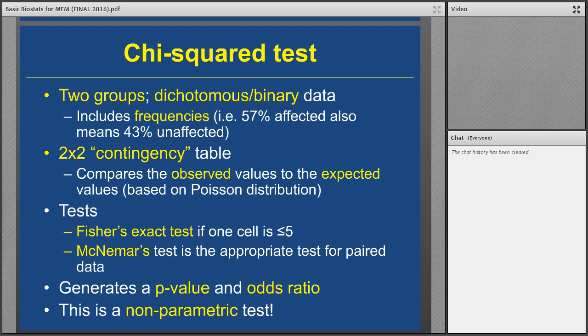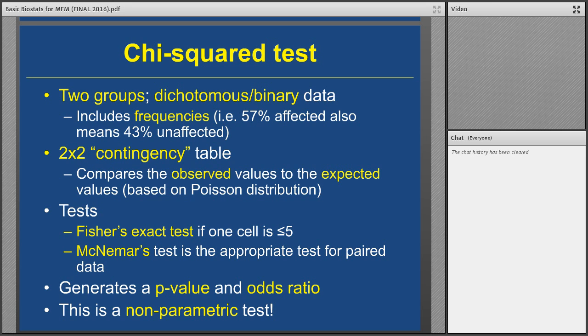Two really important parts of this test: when we have one cell less than or equal to 5 in our 2x2 table, we have to use something called Fisher's exact test. That's a test that's more acceptable when we have a low number of values in one of the cells, and it accounts for the variation that can be caused by outliers from that. When we have paired data, we would use McNemar's test for paired data.